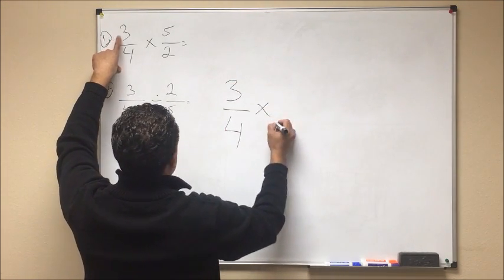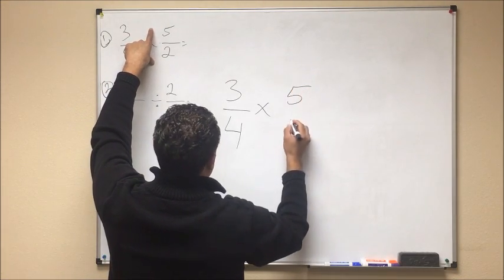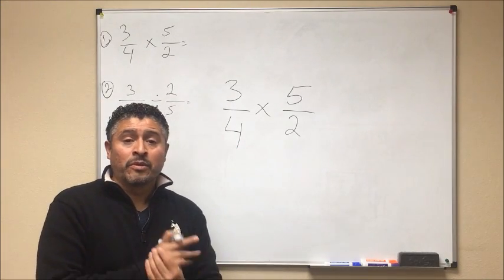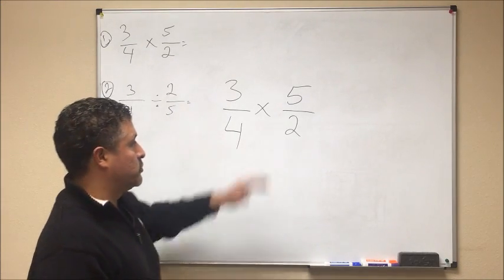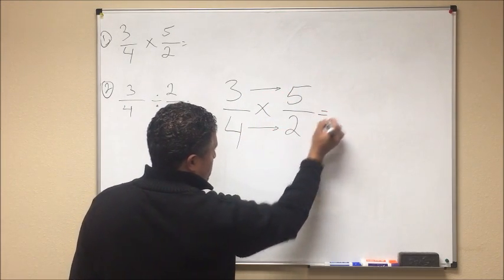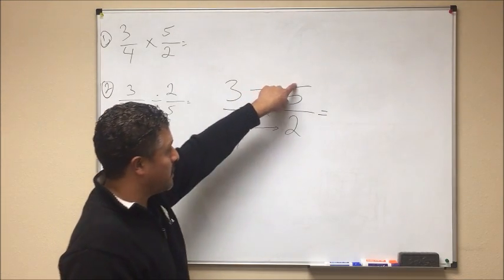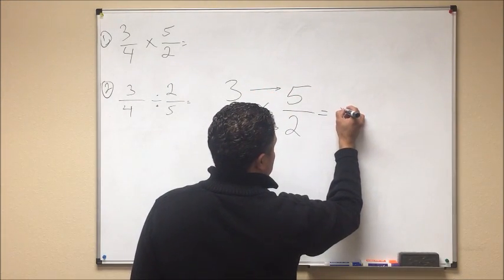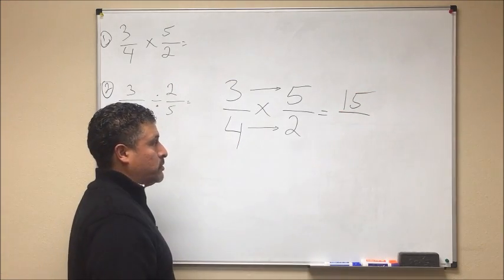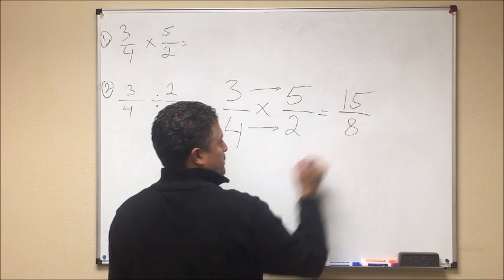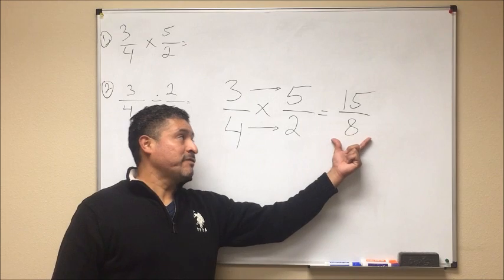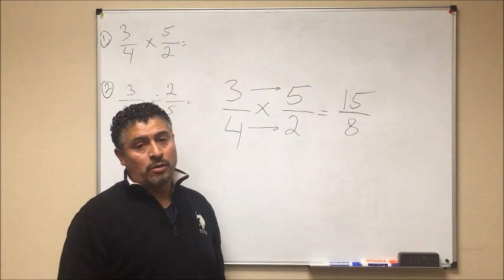So the first problem is 3/4 times 5 halves. Multiplying simple fractions is very simple. It's straightforward. All you gotta do is multiply across. In this case, 3 times 5 is 15. And 4 times 2 is 8. Okay? But now this is an improper fraction. We have to convert it to a proper fraction.